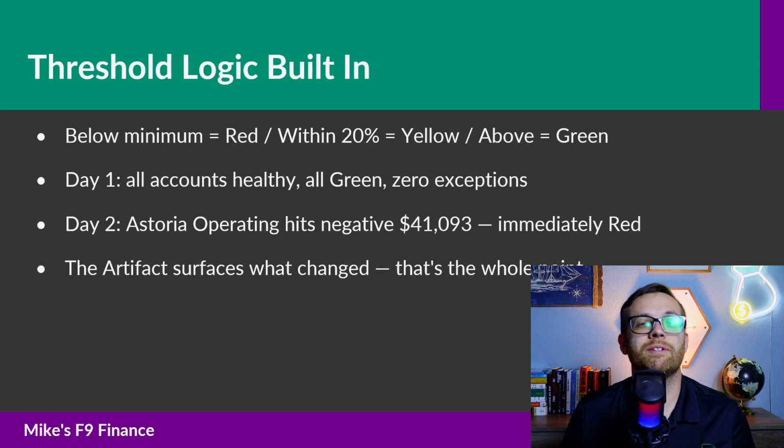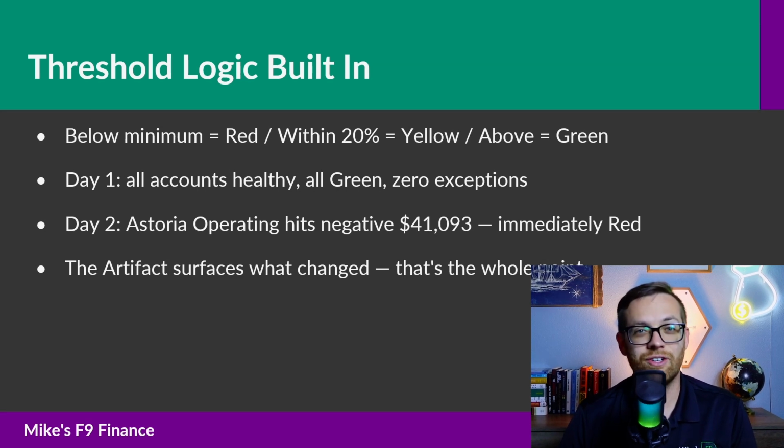And here's where the logic comes in. By giving the thresholds, you've built it right into the artifact. Any account below its minimum threshold shows red, any account within 20% shows yellow, anything above that shows green. For example, Astoria Operating has a minimum of $100,000. The balance is $185,000, and that's well above the minimum. Green.